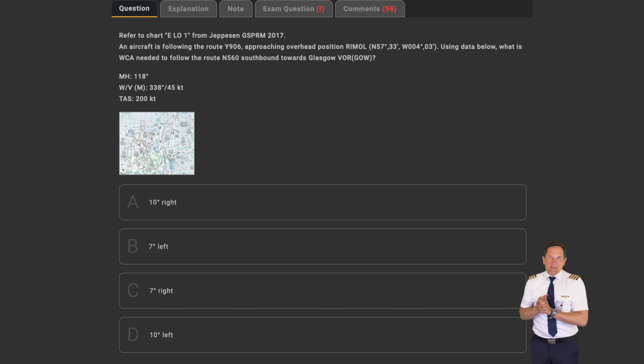Let's get started into one of my favorite subjects, flight planning. Let's get straight to the point. We have the given data. The first thing we need is the track from Remol to Glasgow.